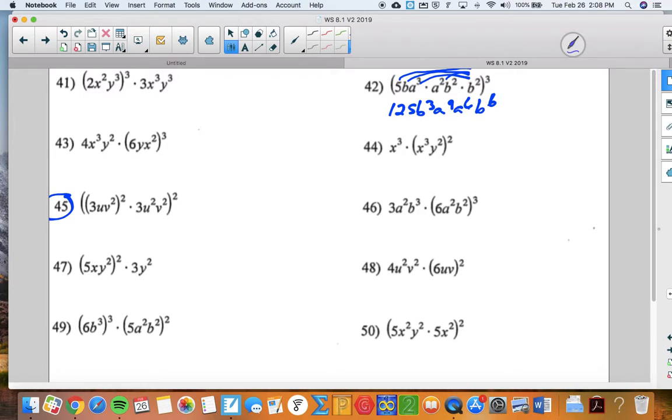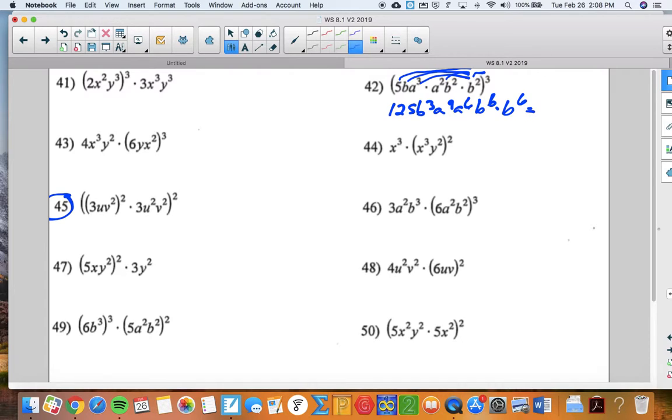And b to the 6. Man, b to the 6. Whoa. B to the 6. My b's and 6's look so similar.